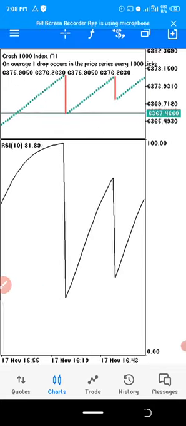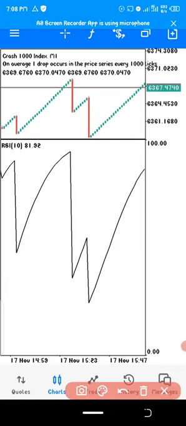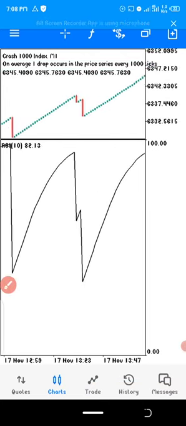We just need two touches in the market. We need the first touch, we need the second touch, and we need a breakout of the market. That is just how it works.